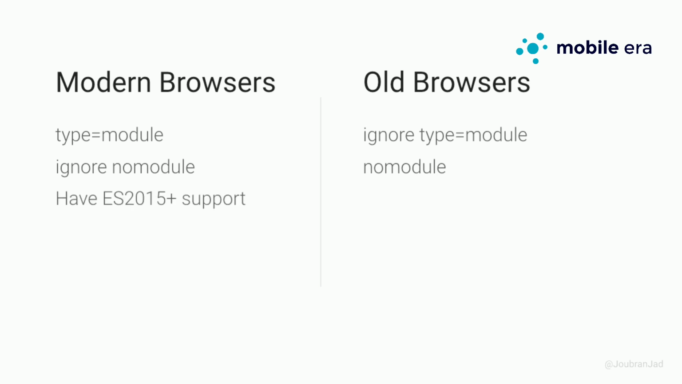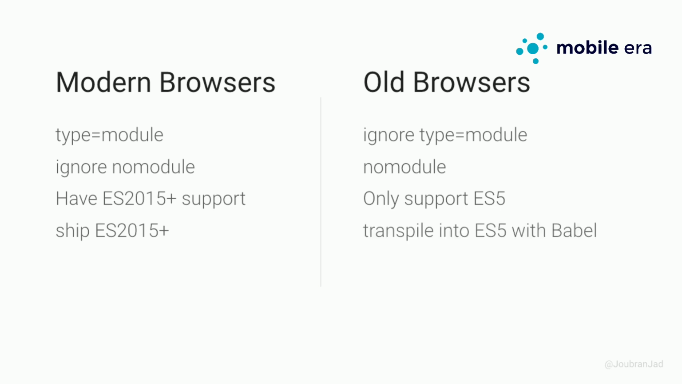And at the same time, modern browsers have ES 2015 Plus support, whereas old browsers only support ES 5. And this basically lets you do something really nice. It lets you ship ES 2015 Plus to modern browsers with script type module. And for older browsers, how do you fall back to this? You create a legacy file where you transpile your ES 2015 code into ES 5. So any user that comes to your website will either load the legacy file or the modern file based on the browser that you're using.